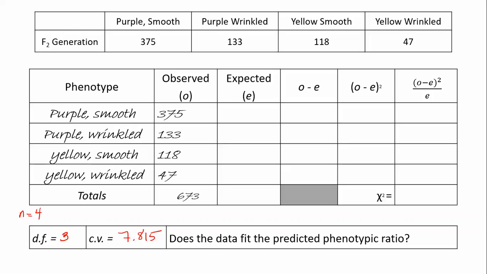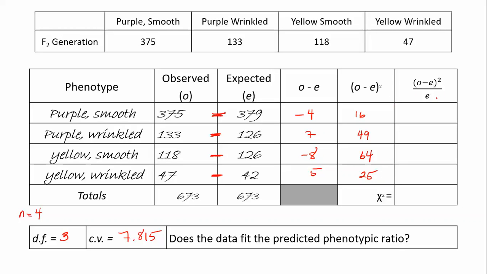So, our observed are the numbers that they gave us in the table. Our expected total is going to be 673, and our fractions are those numbers. So if we do the math, I'm going to go ahead and fill out this table. 375 minus 379 is -4. 133 minus 126 is 7. 118 minus 126 is -8. 47 minus 42 is going to be 5. Square these numbers and I get 16, 49, 64, and 25.